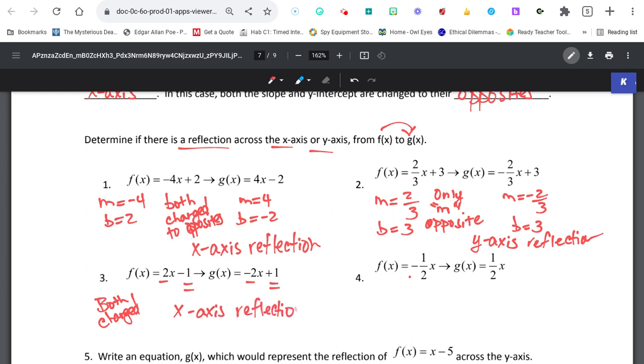All right, let me show you something on 4. On 4, the slope is negative 1/2. Here the slope is 1/2. But the y-intercept on both is the origin. So it's like plus 0 here and plus 0 there. So the y-intercept stays the same, but the slopes have changed to the opposites. So not both, but only one. So that puts us at y-axis reflection, okay?